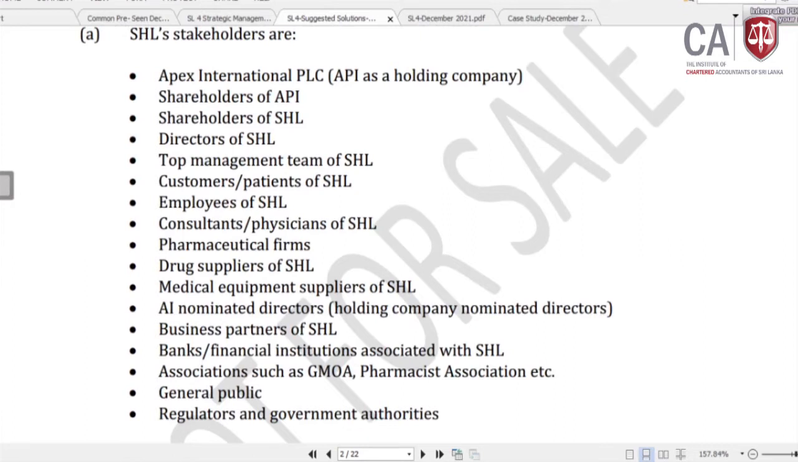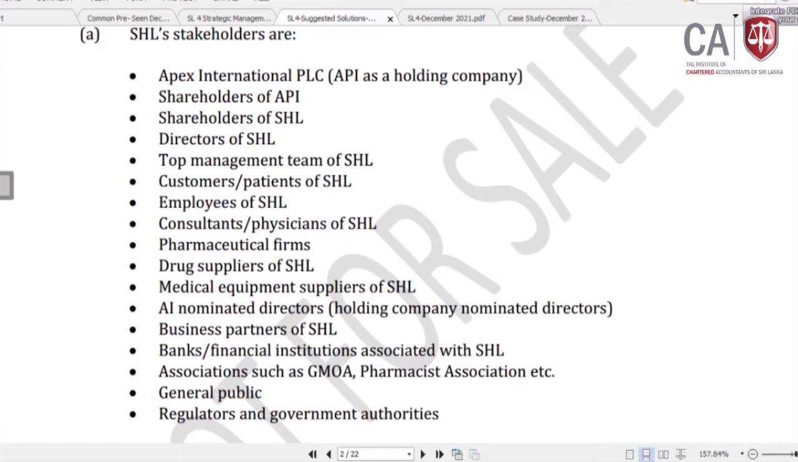APEC International PLC, that is the holding company, shareholders of API, shareholders of SHL, director of SHL, top management SHL, customers SHL, employees SHL, consultant physician SHL, pharmaceutical firms, drug suppliers SHL, medical equipment suppliers. See, these suppliers here are identified by many groups actually. Pharmaceutical firms, drug suppliers, medical equipment suppliers, 3 suppliers. I identify one and then I provide an example.